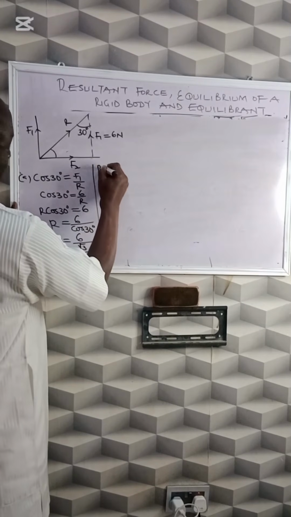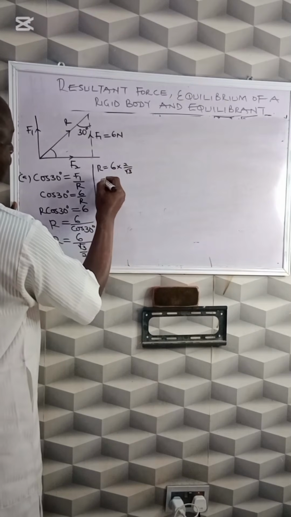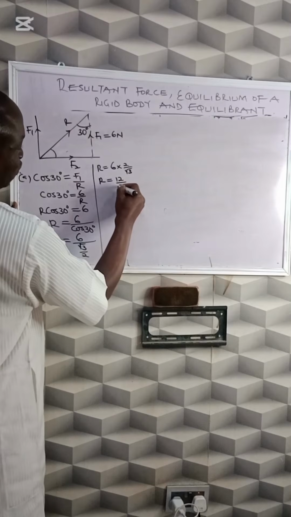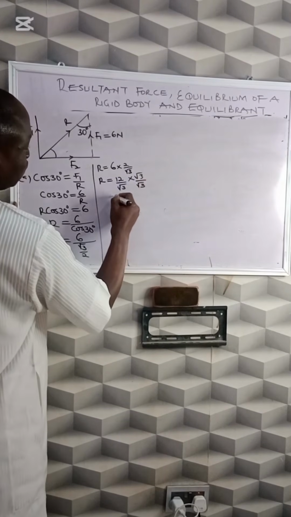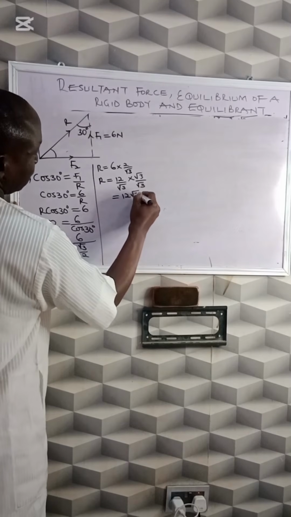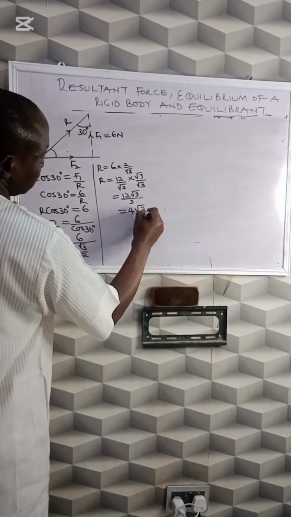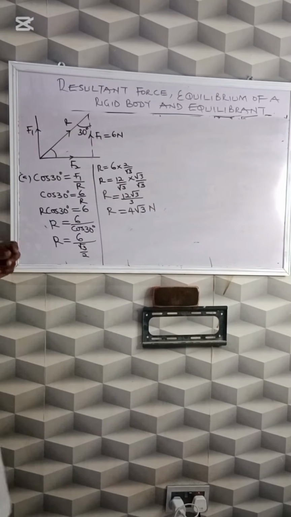So you have R now to be equal to 6 times 2 all over root 3. If you rationalize, this one is 12 all over root 3, then times root 3 all over root 3. So this one will be 12 root 3 all over 3. So the final answer is 4 root 3 Newton. That is our resultant.